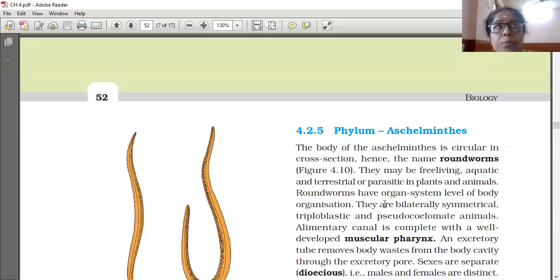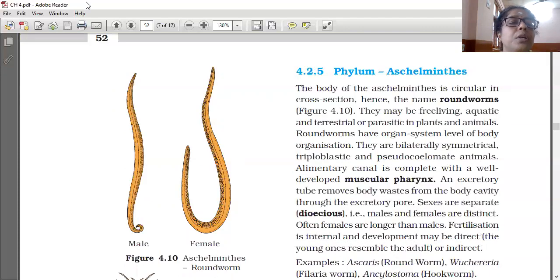Alimentary canal is complete means both the openings are there. You see that the mouth is there, and here also an opening is there: mouth and anus. Moreover, a muscular pharynx is also present. An excretory tube removes body waste from the body cavity through the excretory pore. Some pores are seen there, and through that only excretion takes place.